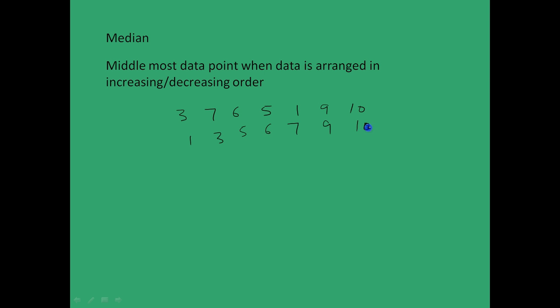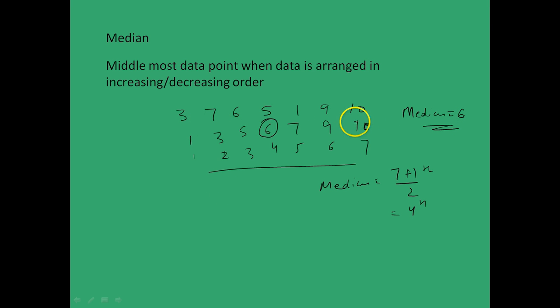Right? So this has 1, 2, 3, 4, 5, 6, 7, 7 data points. So therefore the middlemost one will be the 7 plus 1 by 2th data point. Median is equal to the 7 plus 1 by 2th data point, that is the 4th point. So the 4th data point is 6. So median equal to 6.